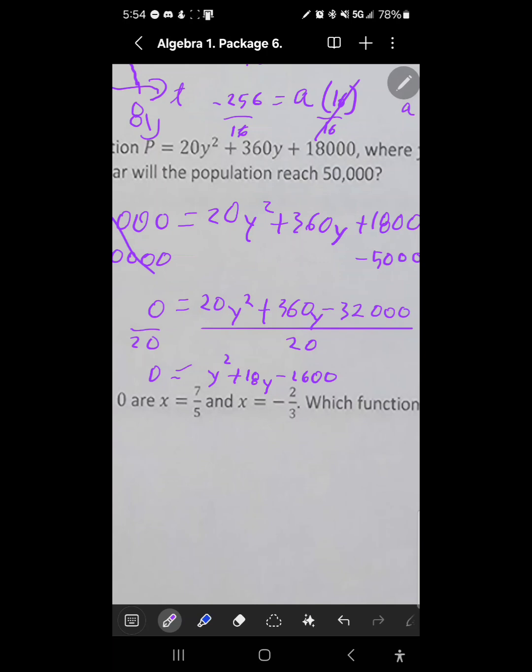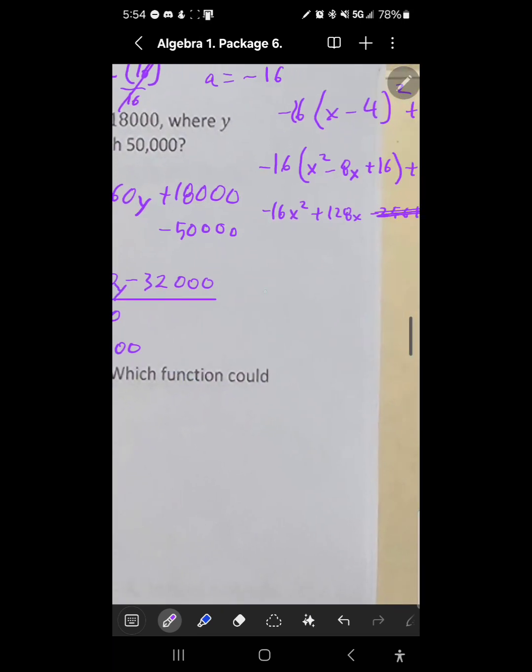Now we can either try to factor or use the quadratic formula. I sincerely would jump straight to the quadratic formula since factoring such a large number might be difficult. So I'm just going to go straight to the quadratic formula.